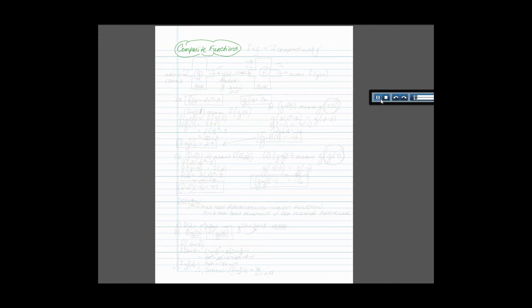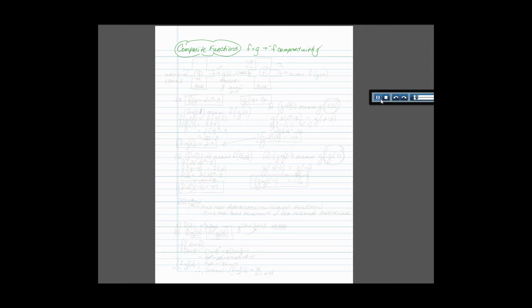It says if you have two functions, f of x and g of x, the composite function is denoted like this: f, then a little circle, g, so it looks like f o g, and you read that as f composed with g, or you'll just hear me say f of g.